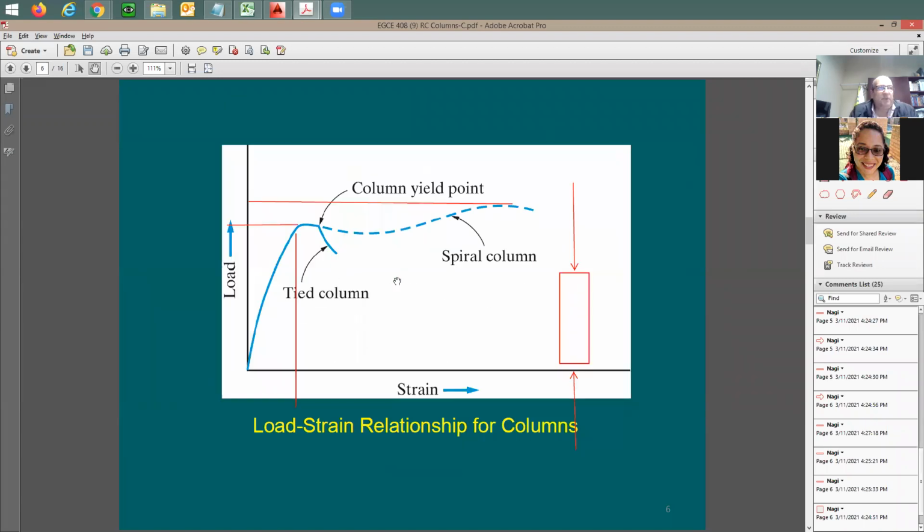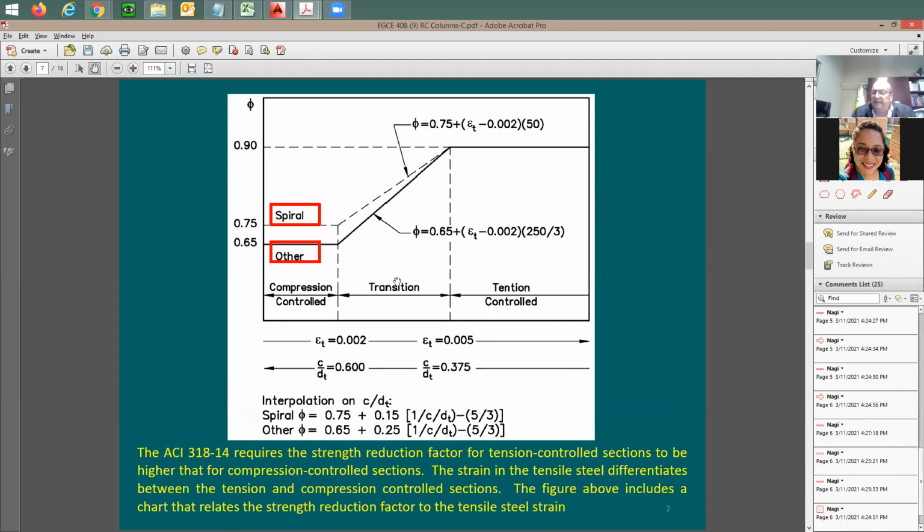All right, so I guess we also need to have this reduction factor, the phi factor. In our situation, we don't have any tension in the steel. When you have only axial compression, we don't have any tension in the steel. So we're going to be in this zone. We're going to be in compression controlled failure.